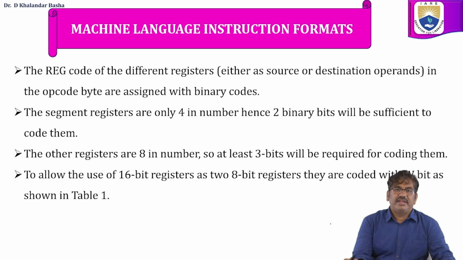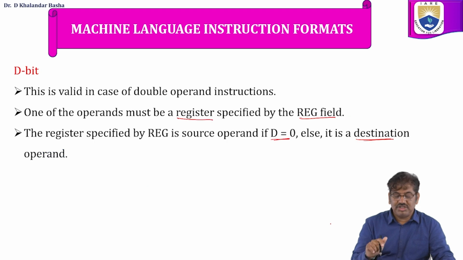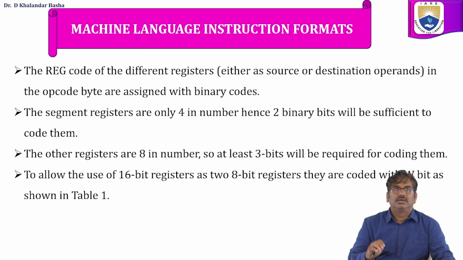Next we will see the REG field. The REG field codes the different registers, which may be either a source register or a destination register. We already discussed how it is specified, whether it is a source register or a destination register, by using the D bit. Next, the segment registers are only 4 in number: code segment, data segment, extra segment and stack segment. Hence, only 2 binary bits are sufficient to code them.